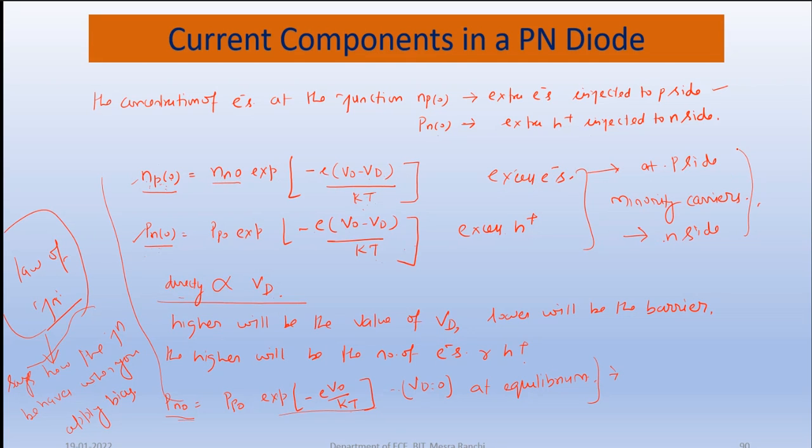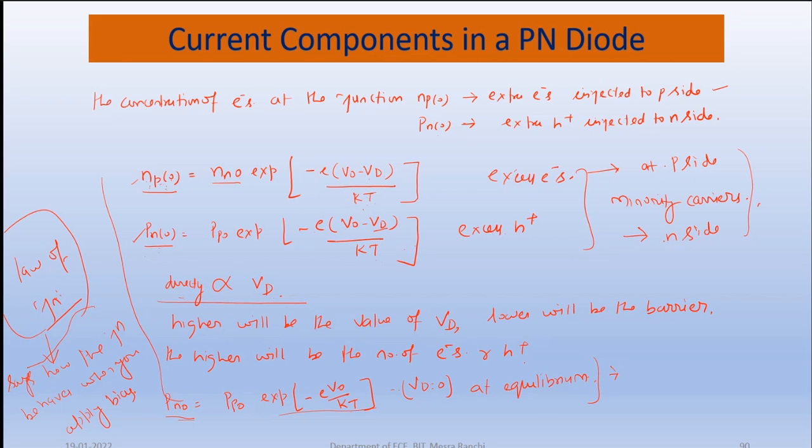So basically these are minority carriers, right? You can see this minority carrier concentration is directly proportional to VD. Can I say this? Because kT by e is a constant, right? V0 is the contact potential, so that is also fixed. So we can say that this concentration is directly proportional to the applied bias. As you increase the bias, what will happen?